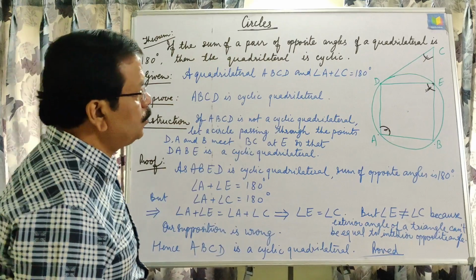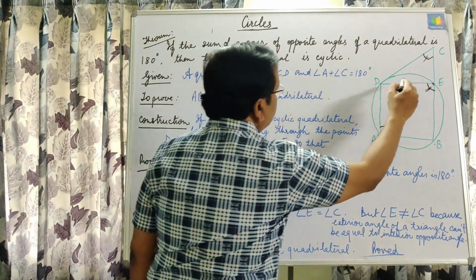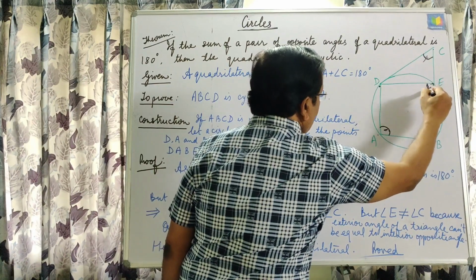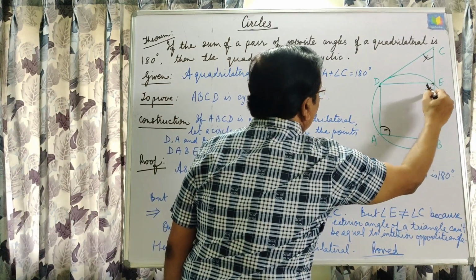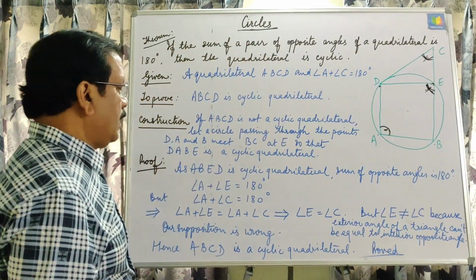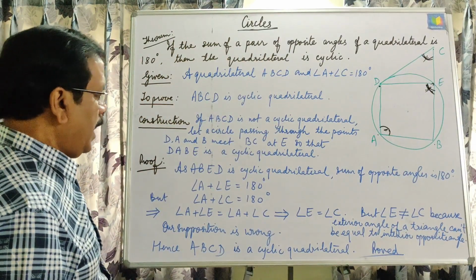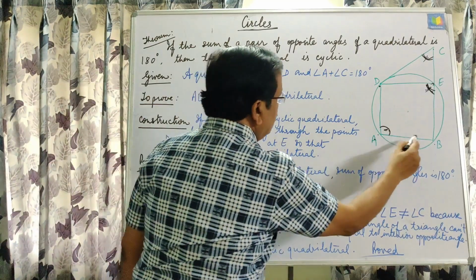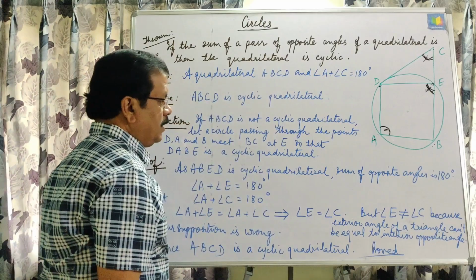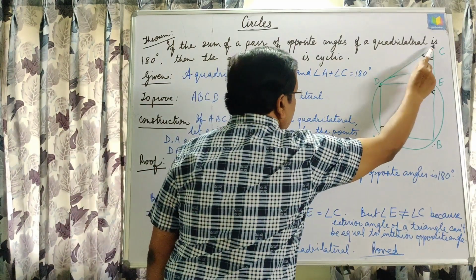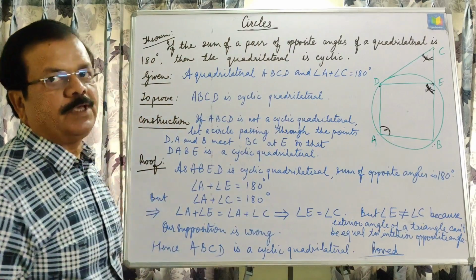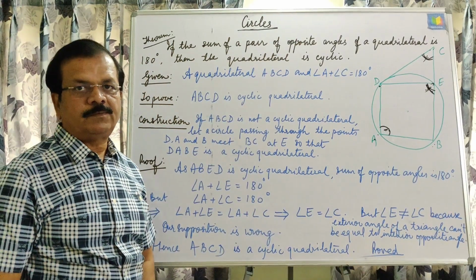But this is not true, because in this triangle CDE this is the exterior angle and it will not be equal to the opposite interior angle, and that is why our supposition is wrong, and hence ABCD is a cyclic quadrilateral. This means C should coincide with the point E, and this is what we have to prove. Now the next theorem.